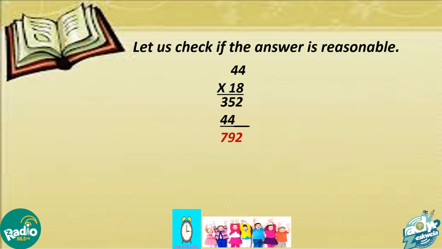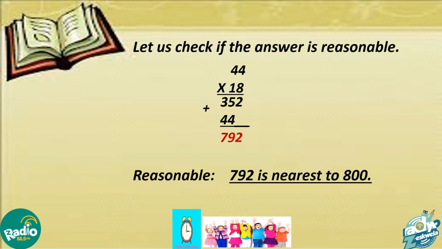Why do you think so? Yes, because 792 is nearest to 800. Therefore, our answer is reasonable. Another good job for you.